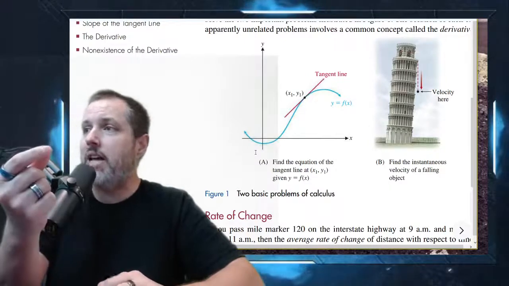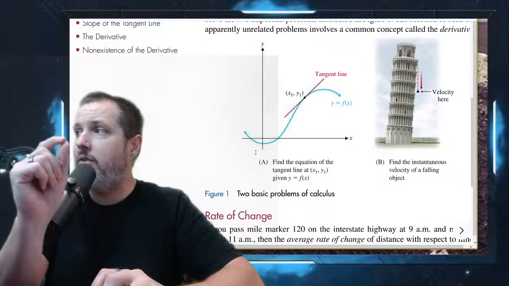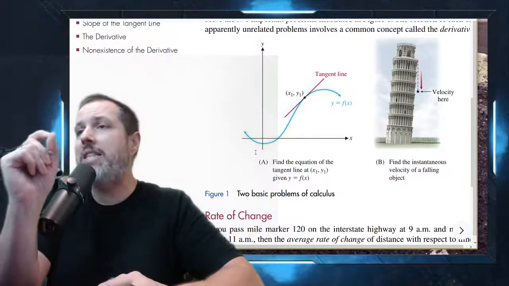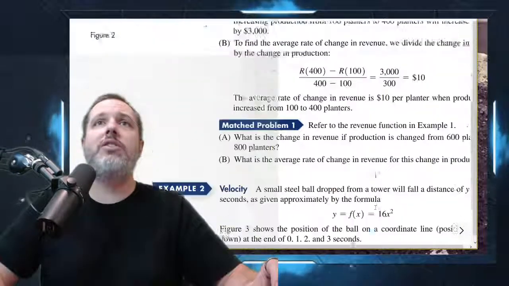Well, calculus allows us to do that. If we have the curve, we can calculate the derivative at any given point, and that gives me the instantaneous rate of change at that moment. So that's where these other definitions start to come in.